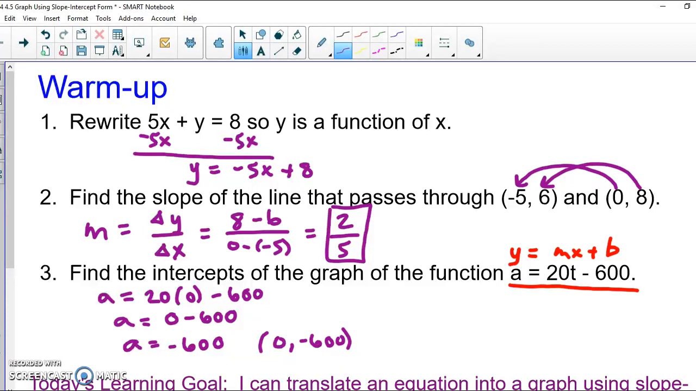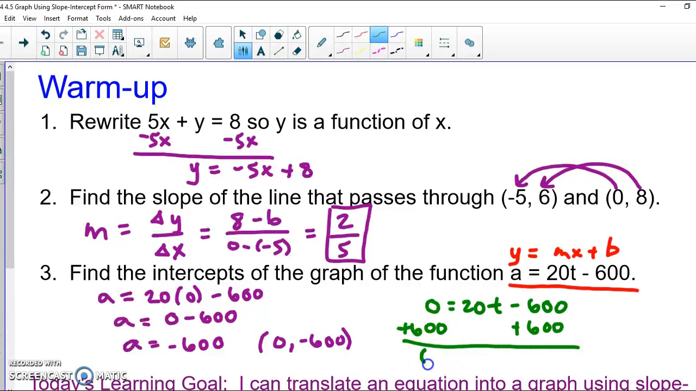Now to substitute 0 in for a, that's going to help me find my t-intercept. So I'll put 0 in for a and simplify my equation now. So I will start by adding 600 to both sides. And we end up with 600 equals 20t. We're running short on room, but our last step here would be to divide both sides by 20. So we get t equals 30.